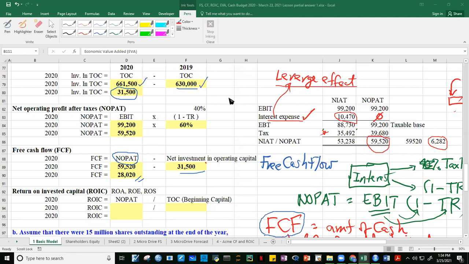Okay, ang tanong, how much operating profit was generated out of this 630? Yun ang tanong. Kaya nga ang formula, tingnan natin guys, ha? The formula for return on invested capital, okay, is NOPAT divided by TOC. Pag sinabing return, guys, ibig sabihin, magkano ang nakuha from the invested capital. How much was the invested capital at the beginning? 630. Magkano yung operating profit?